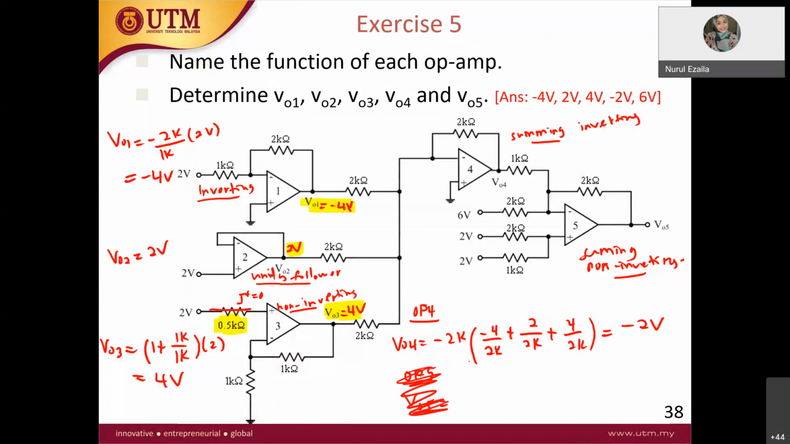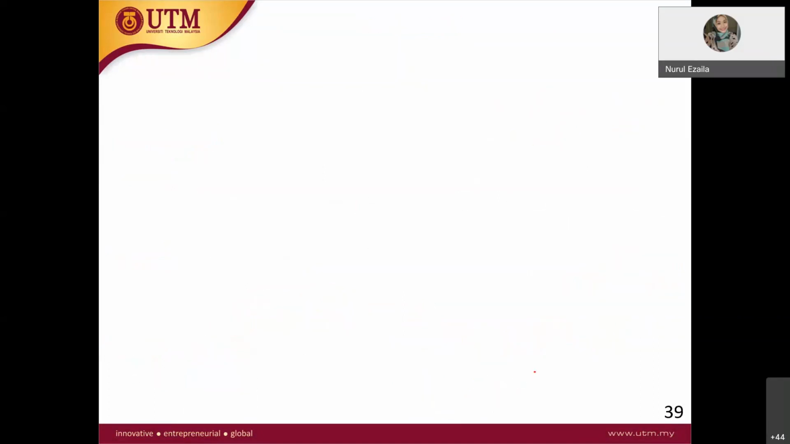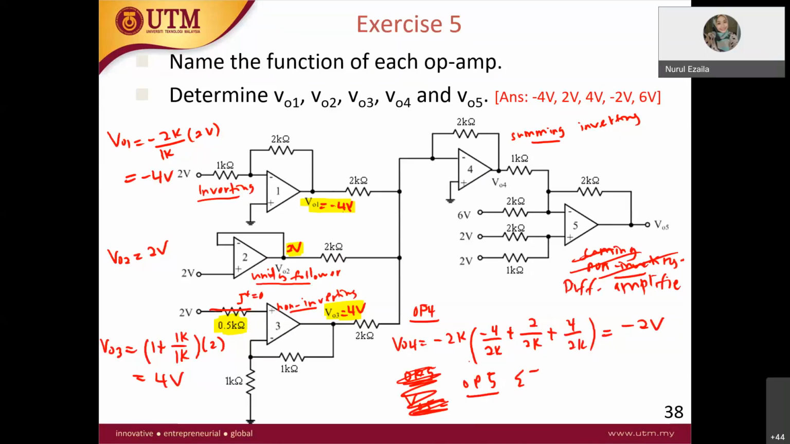Okay, you can solve it even if you don't know, for example, that it's a difference amplifier. For the OPAMP 5, you can always apply the total current in is equal to the total current out. You can always apply this, okay?